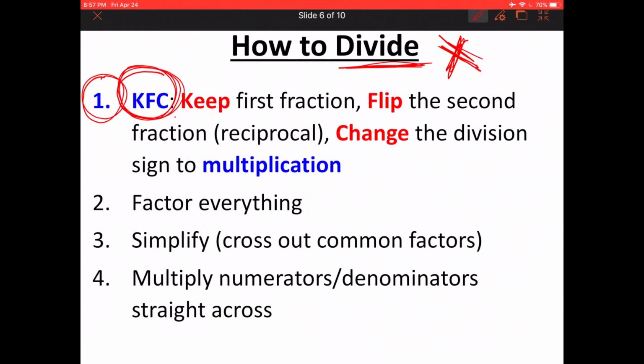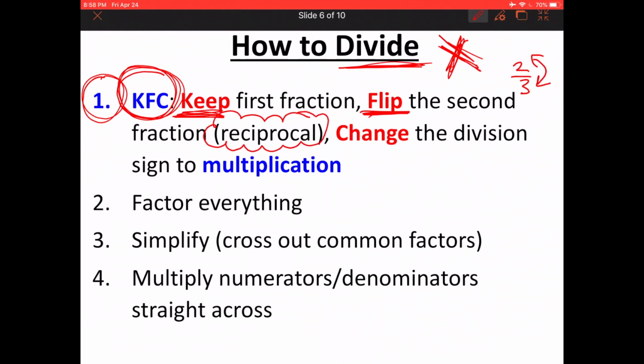Those letters represent keep the first fraction, don't do anything to it. Flip the second fraction, right? If it's 2/3, we're going to flip it to say 3 over 2. And when we flip a fraction in math, we call that the reciprocal.